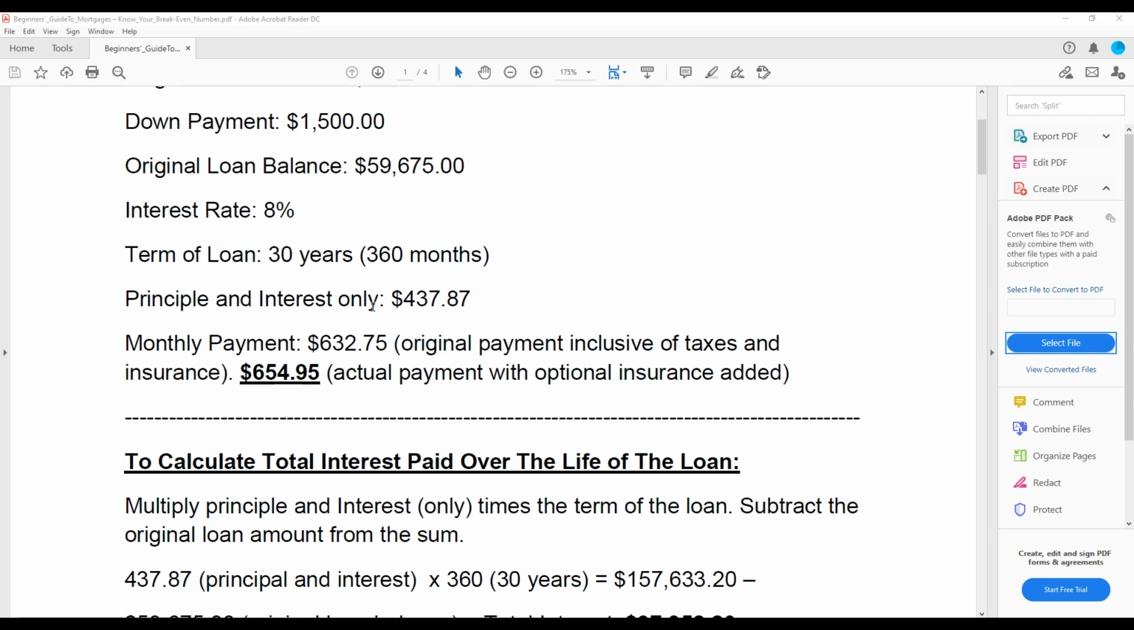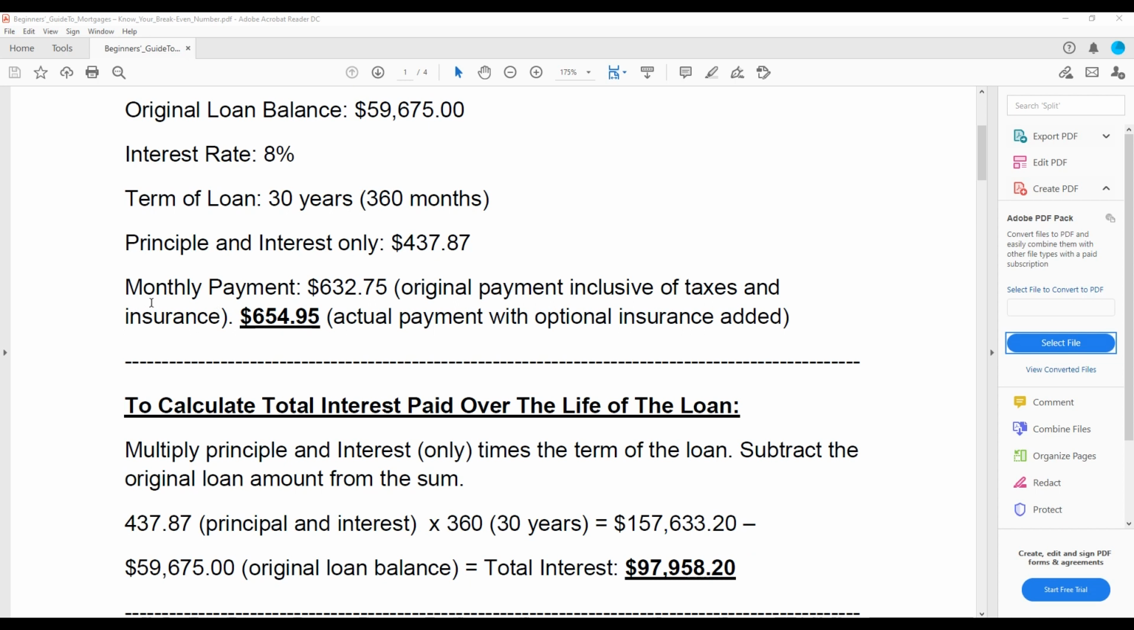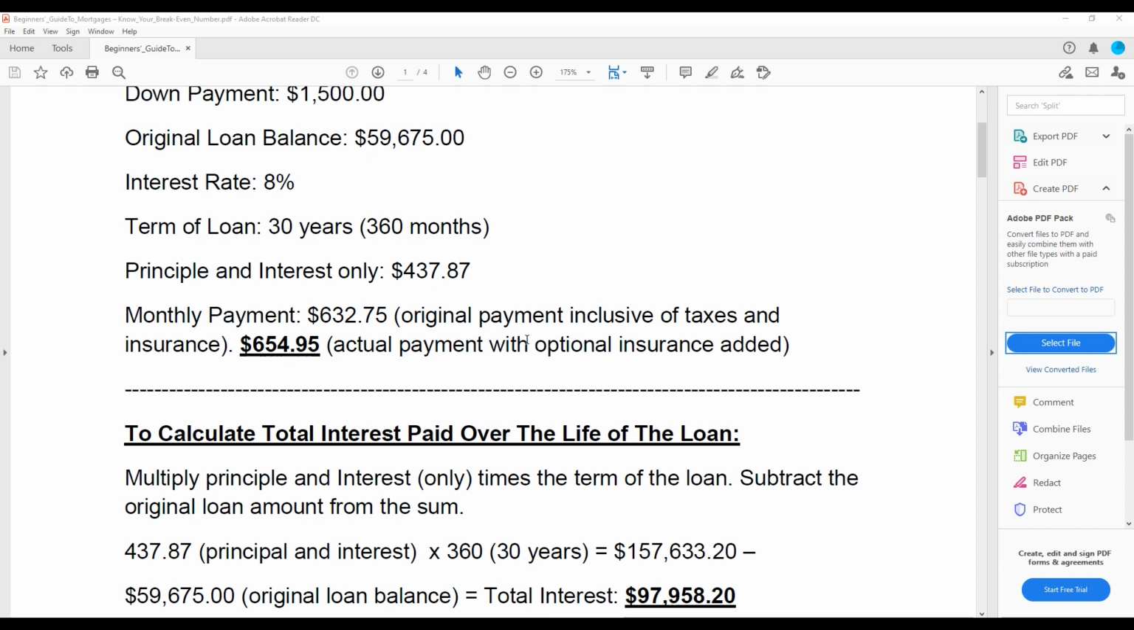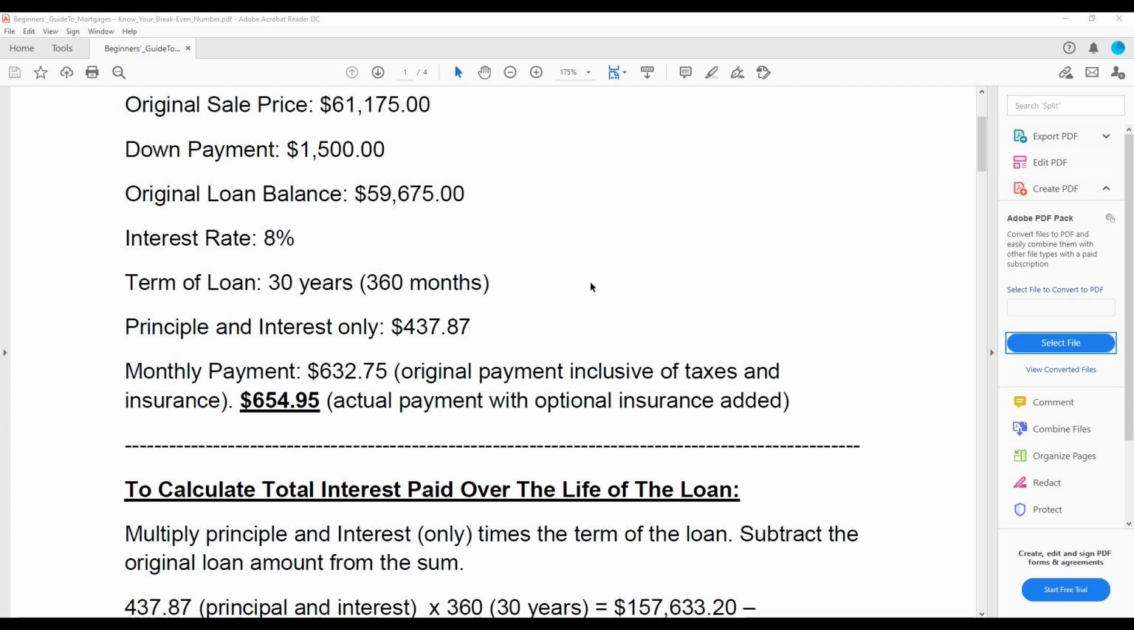So principal and interest only, $437.87. That brought the monthly payment to $632.75, the original payment, which would be inclusive of taxes and insurance. The homeowner opted for an optional insurance, which was a mortgage protection insurance. That brought the monthly payment to $654.95. So as you run your numbers and you do your calculations on your property or potential property, this is how you want to lay it out. You want to follow this format.